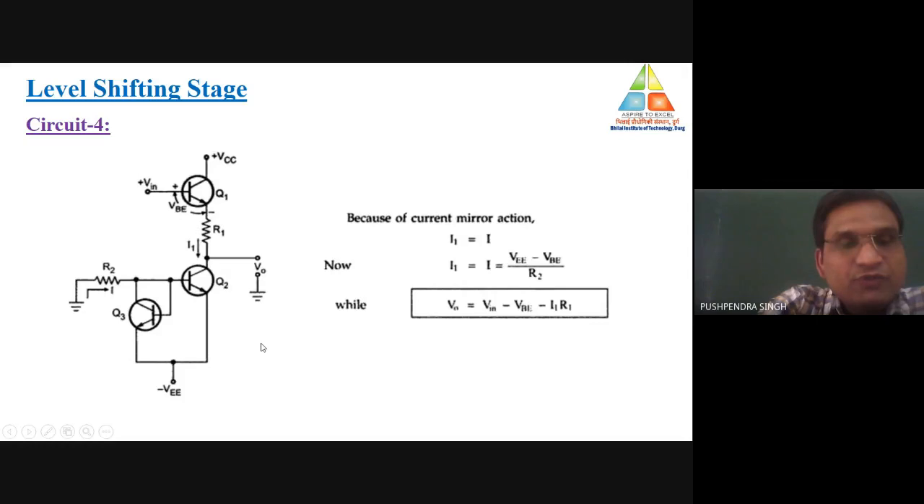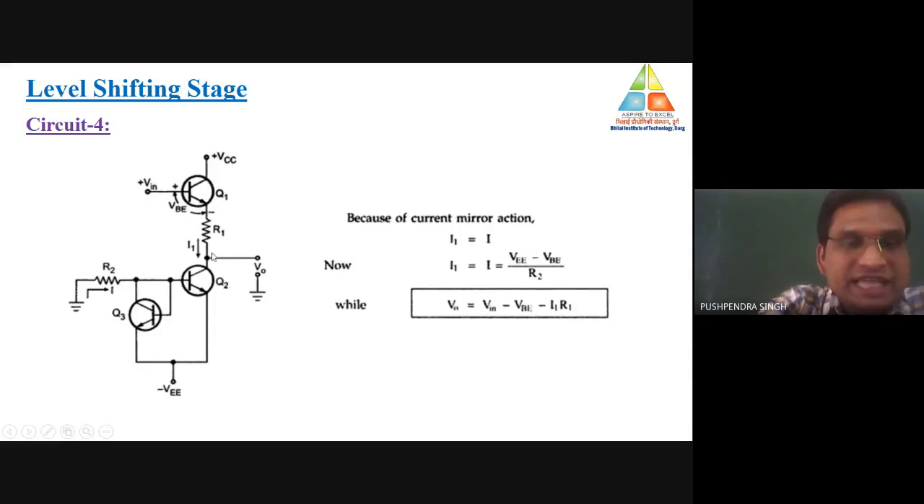The fourth circuit is the current mirror. We replace the constant current source with a current mirror. What is a current mirror? Input current is the mirror image of the output current. That is the fundamental of the current mirror circuit. The lower side of the circuit is the same. Already we had discussed the fundamental of this current mirror circuit.